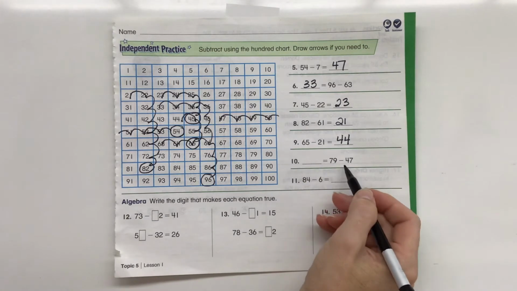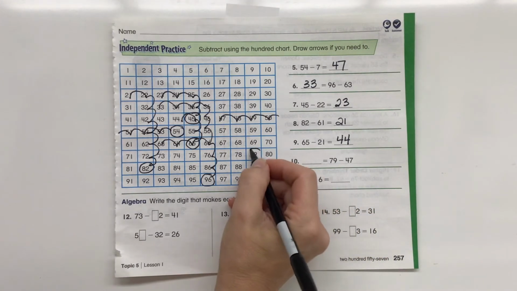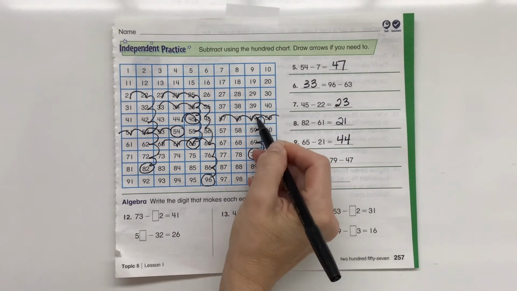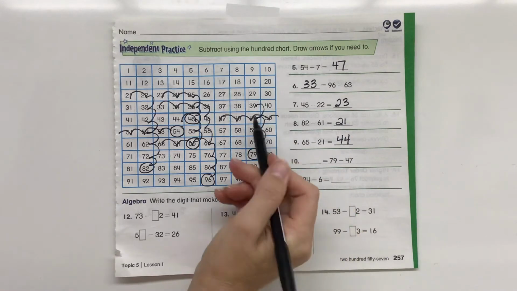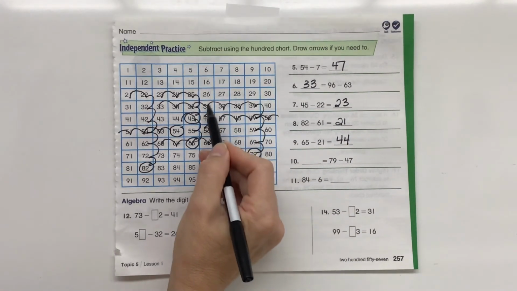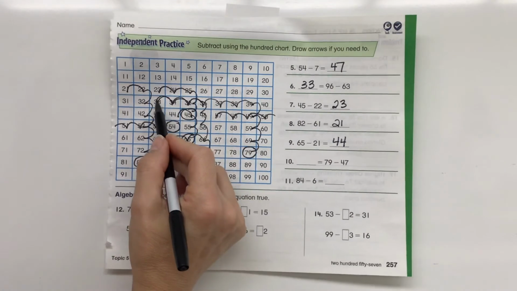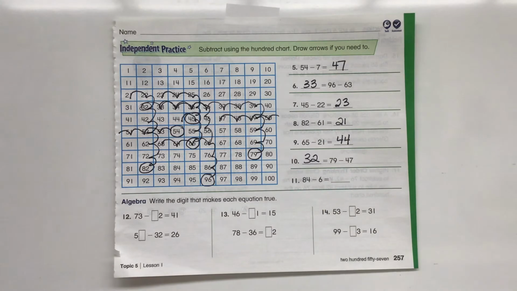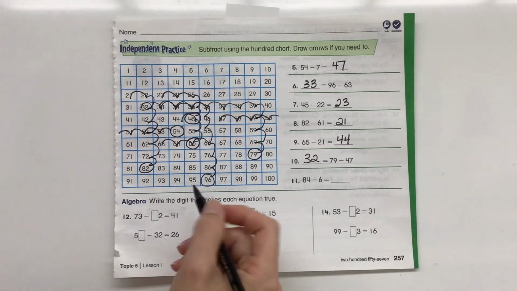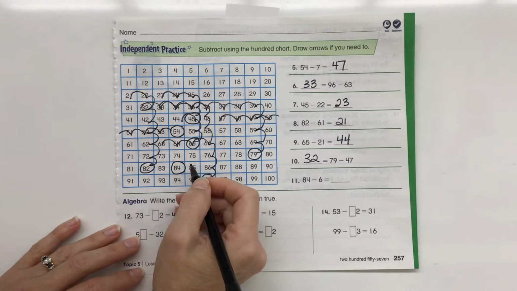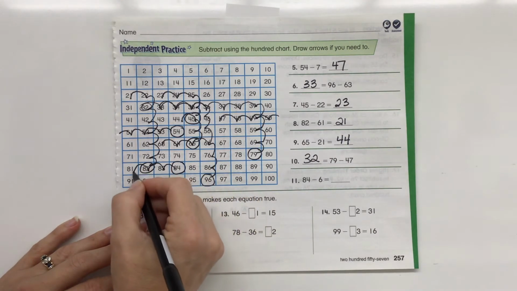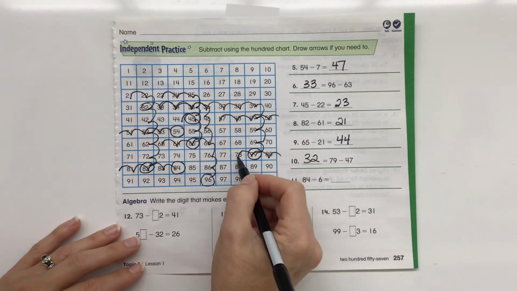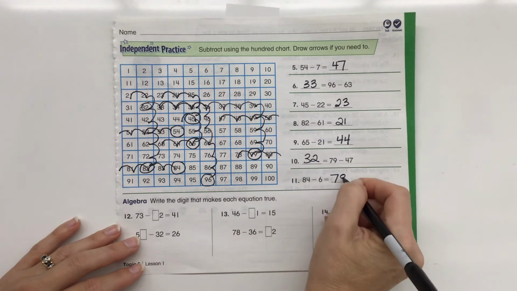All right, 79 minus 47. 79 minus 47. 10, 20, 30, 40 minus 7. 1, 2, 3, 4, 5, 6, 7 puts me at 32. And then 84 minus 6. So 84 minus 6. Ready? 1, 2, 3. Hopped here to 4. 5, 6 puts us at 78.